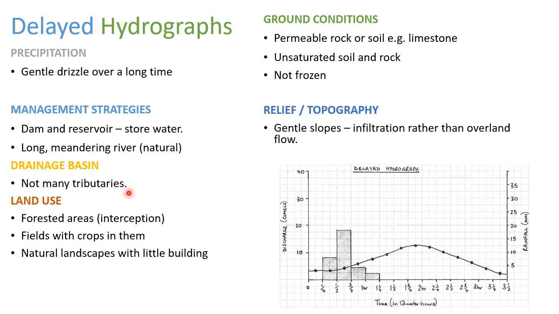Probably heavily forested or lots of crops, dense crops absorbing the water, stopping overland flow, few buildings, little tarmac, permeable rock, unsaturated, not frozen ground, so it can infiltrate lots of water, probably gentle slopes. And notice that these things will also be a reason why there's few tributaries, because most of the water is going into the ground rather than into rivers, so there won't be as many rivers. So again, stop the video, see whether you've got all of those points. If you haven't, add them to your mind map about delayed hydrographs.